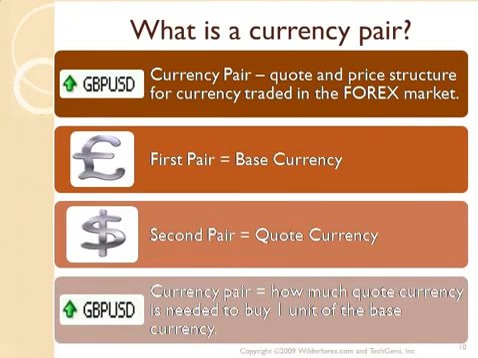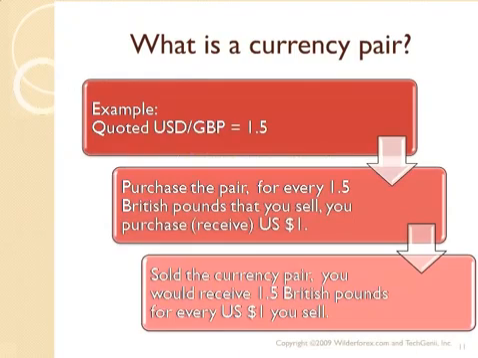What is a currency pair? A currency pair is the quote and price structure for currency traded in the Forex market. The currency pair value is determined by its comparison to another currency. The first currency is the base currency. The second is the quote currency. A currency pair is how much quote currency is needed to buy 1 unit of the base currency. For example, we quoted the USD GBP at 1.5. To purchase the pair, for every 1.5 British pounds that you sell, you receive $1. When you sold the currency pair, you would receive 1.5 British pounds for every $1 you sell. The base currency would be the USD, the quote currency would be the GBP.